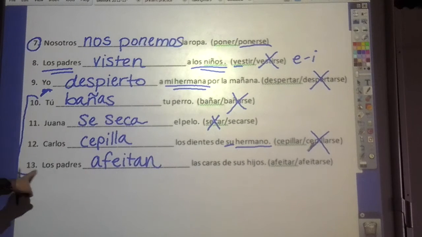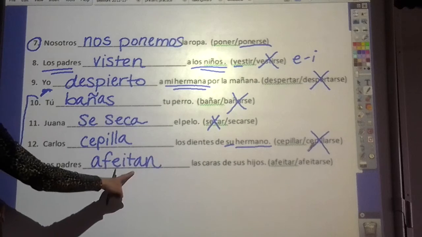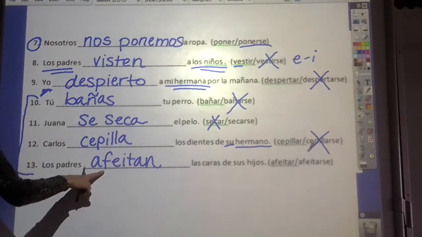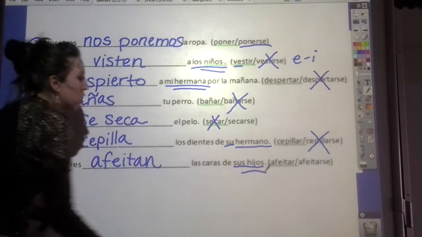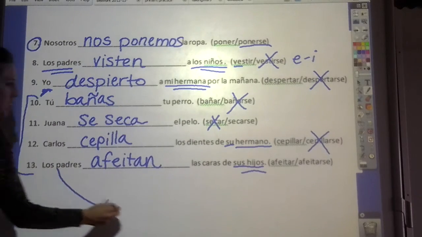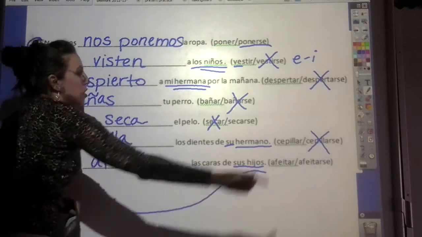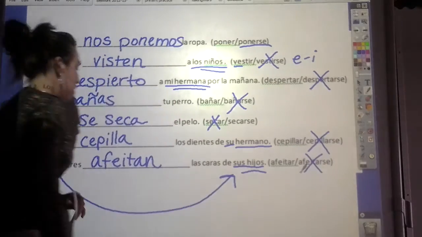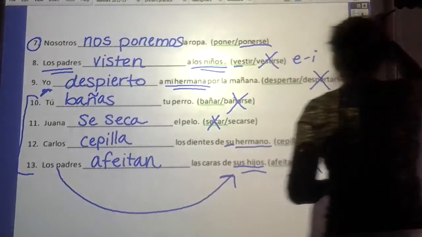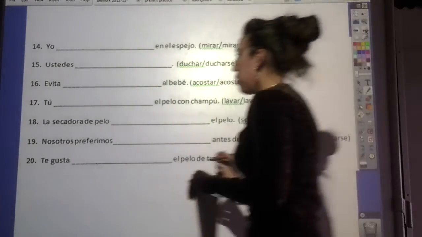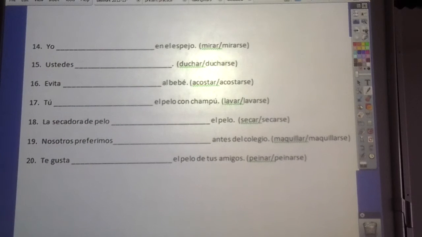And then finally, 13, los padres afeitar and afeitarse mean to shave. Shave the faces of their children. So the parents are doing the action. It's happening to their children. So this one is not reflexive either, and you end up with afeitan. Alright, let's try the final 7. I'll give you a couple minutes. Pause the video and then unpause when you are ready to check your work.